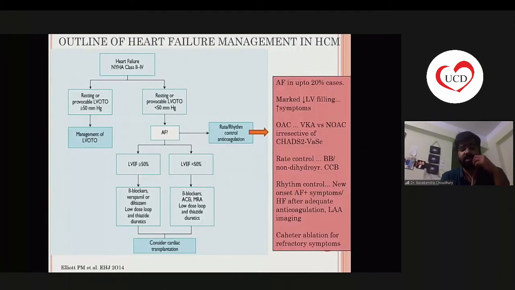In heart failure patients, we should look for obstruction. If obstruction is not present, atrial fibrillation, irrespective of the CHA2DS2-VASc score, anticoagulation should be given. Nowadays, NOAC is being preferred. Rate control with beta blocker or non-dihydropyridine CCB. If refractory, then we can go for rhythm control or even catheter ablation. And if the patient has less than 50% EF, then management like HFrEF can be followed. And in terminal patients, LV assist device and cardiac transplantation are to be considered. Next slide.